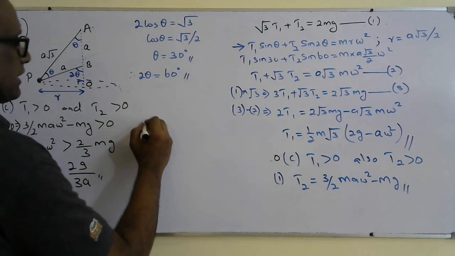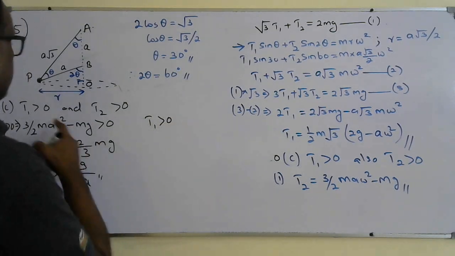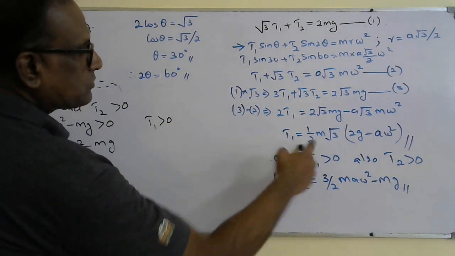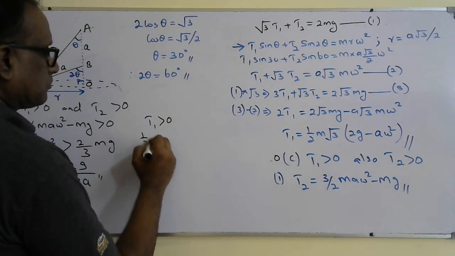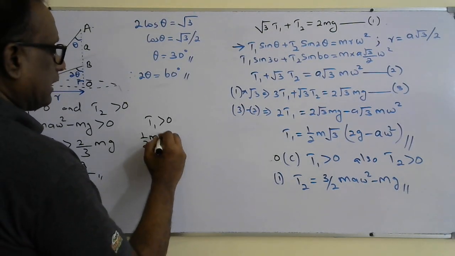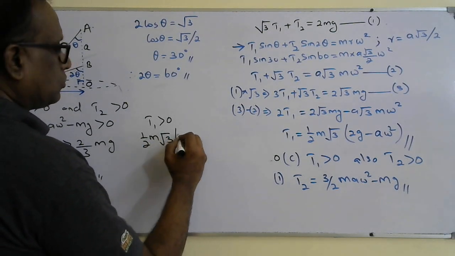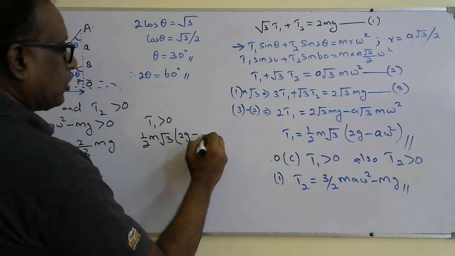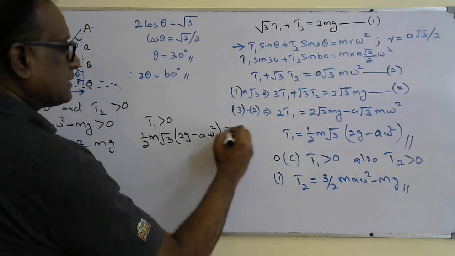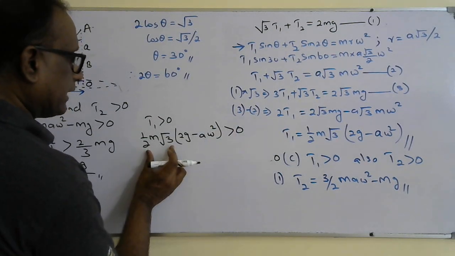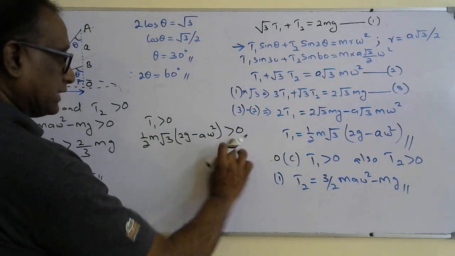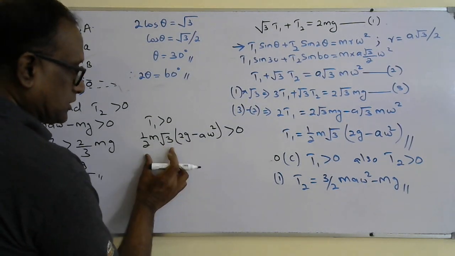So T1 greater than 0. T1 greater than 0 means this one, half m root 3 into 2g minus a omega squared, greater than 0. This is a positive quantity, so I can divide the whole equation. The sign won't change. If it is a negative, the sign will change. But here this is a positive quantity.